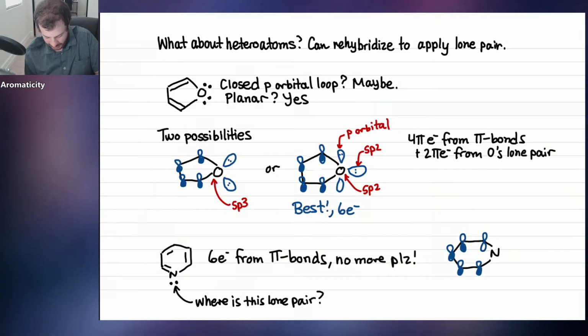here's all the p orbitals lining up. Nitrogen is sp2 hybridized, so it has a p orbital, but it also has an sp2 orbital. And where do you think it's going to put its lone pair? Do you think it wants to put the lone pair in the p orbital or the sp2 orbital? It wants to put the lone pair in the sp2 orbital.